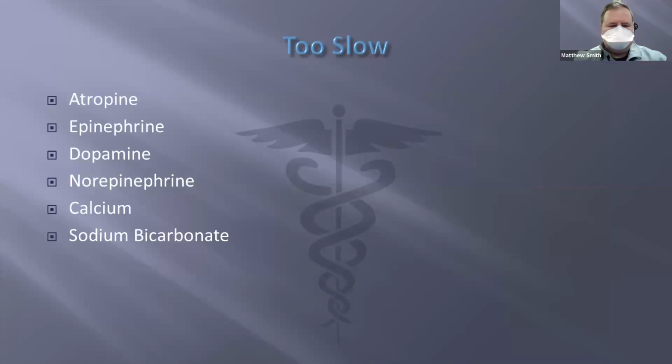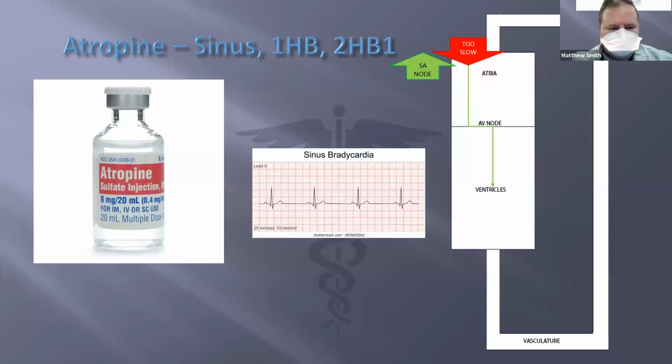These are our drugs for when we have a heart rate that is too slow. That's atropine, epinephrine, dopamine, norepinephrine, and then kind of in parentheses here on the bottom, we have calcium and sodium bicarb. So let's start with atropine. Atropine is a drug that we can use to treat sinus bradycardia, first-degree heart block, and second-degree heart block type 1.